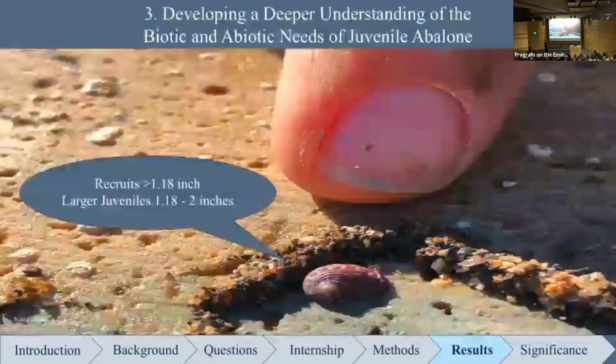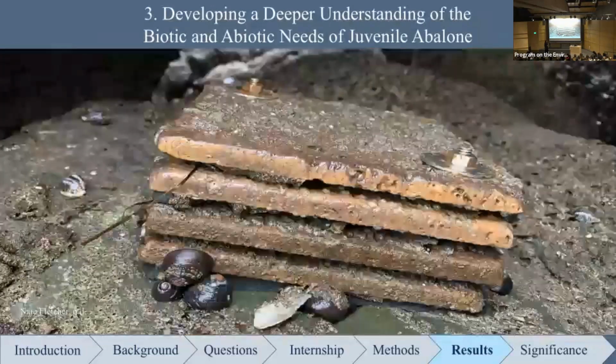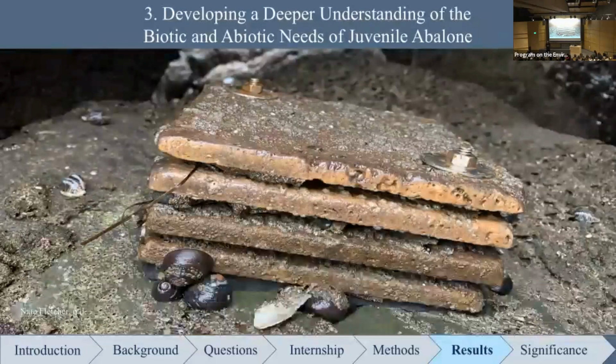The third recommendation is developing a deeper understanding of the biotic and abiotic needs of juvenile abalone. Juveniles are so small, so focused surveys can help to identify juvenile habitats that are undersurveyed currently. Researchers are also experimenting with juvenile recruitment modules that can be taken apart easily to monitor recruitment, count all the organisms in it, and put the module back together.